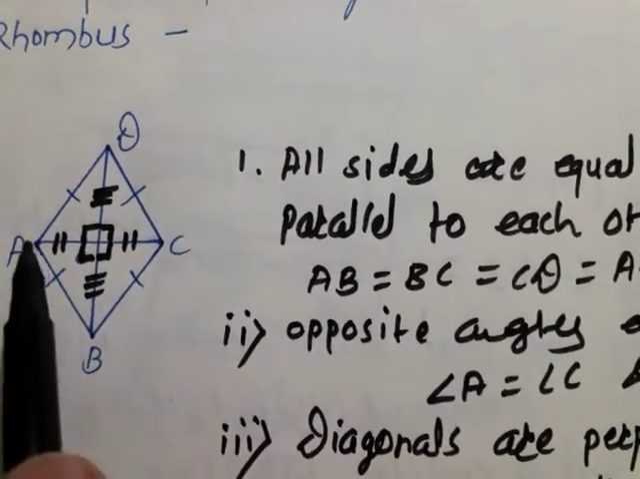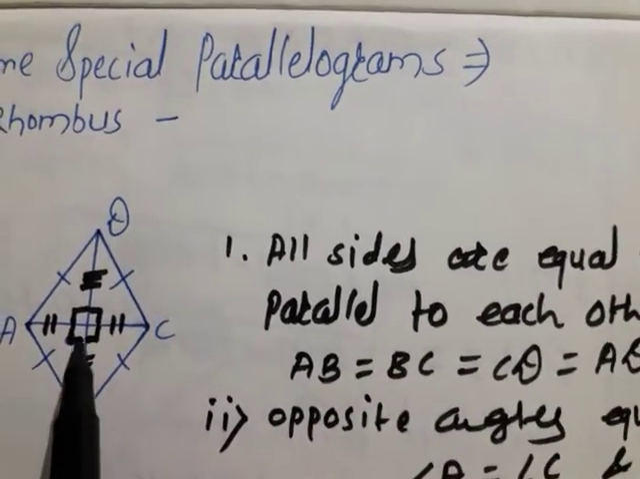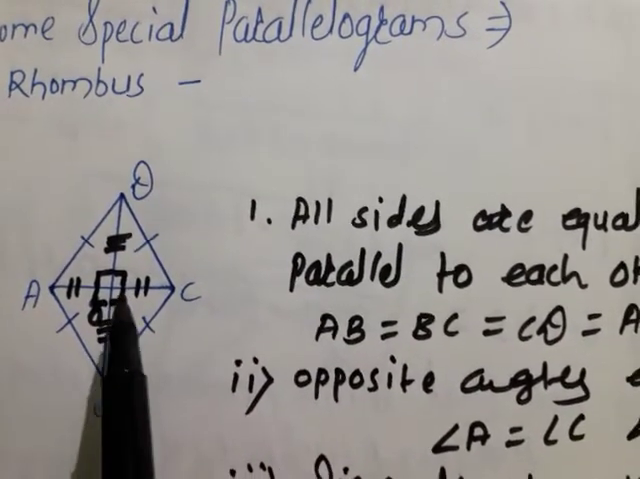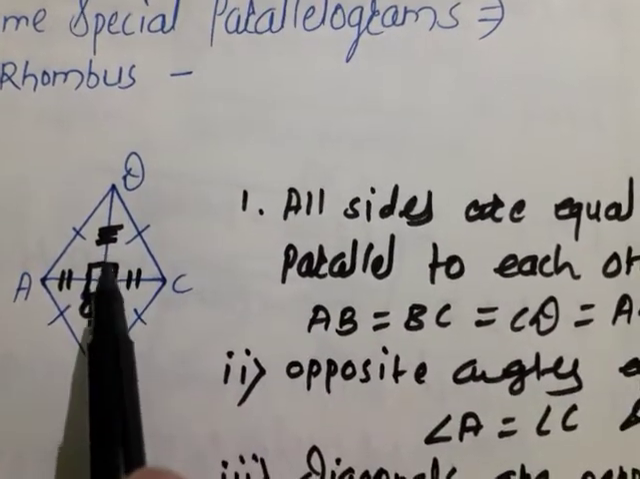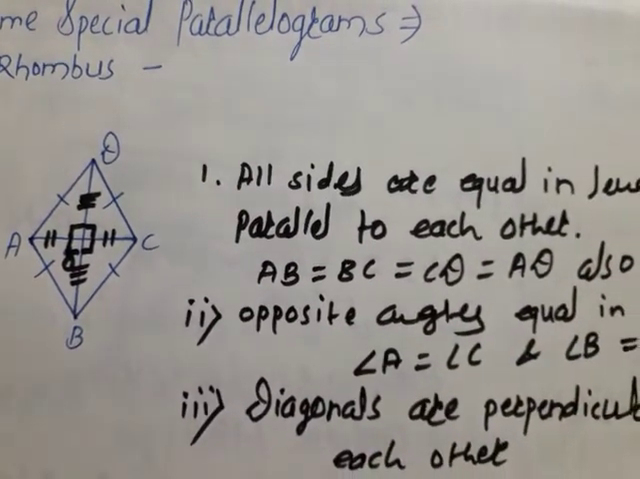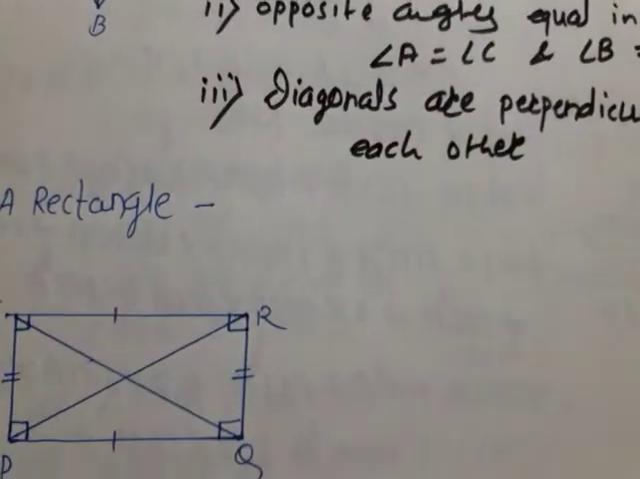Perpendicular bisector means, suppose those are intersecting at point O, then AO is equal to OC and BO is equal to OD. What idea? Those are the simple properties of rhombus. Next, the second special parallelogram is rectangle.